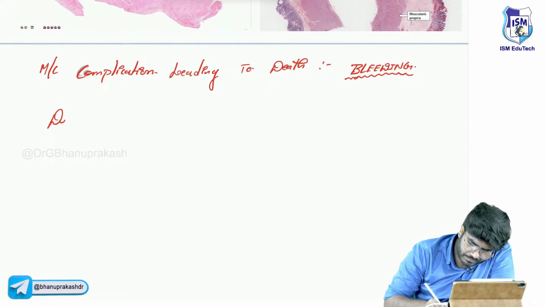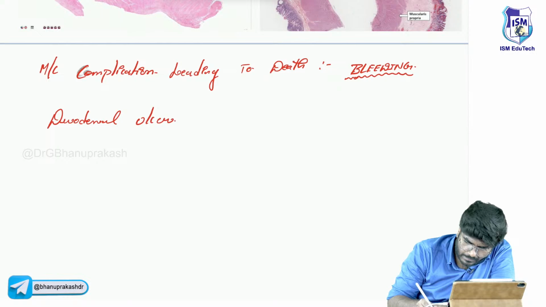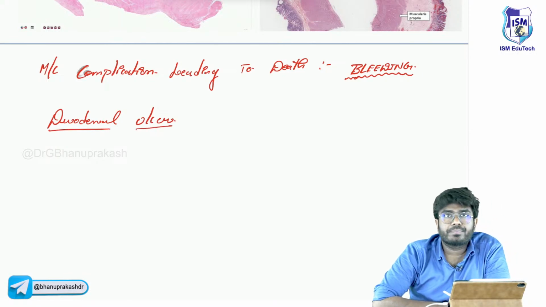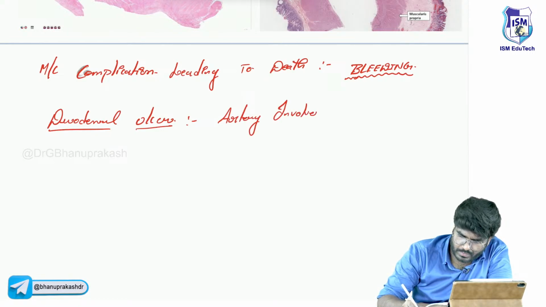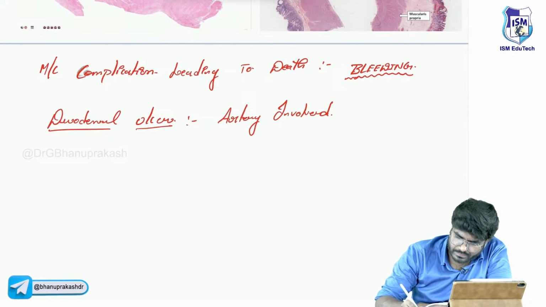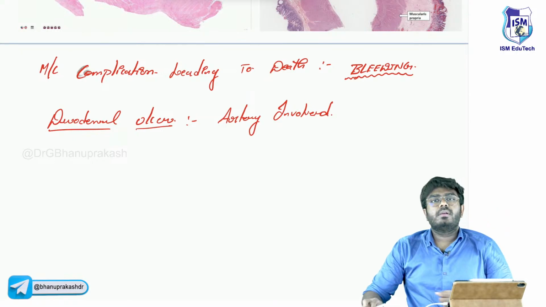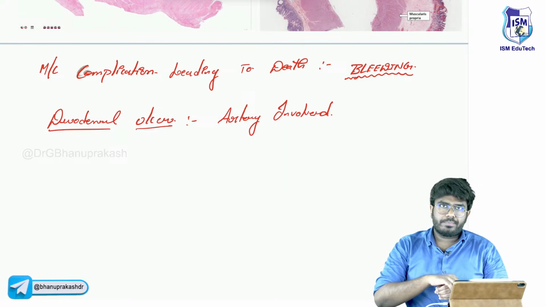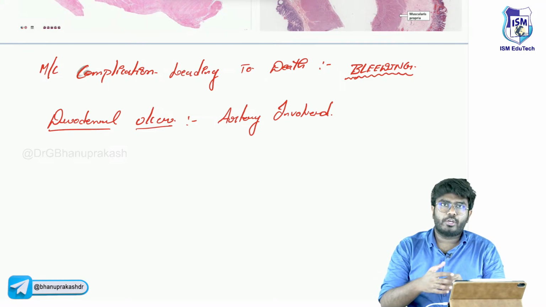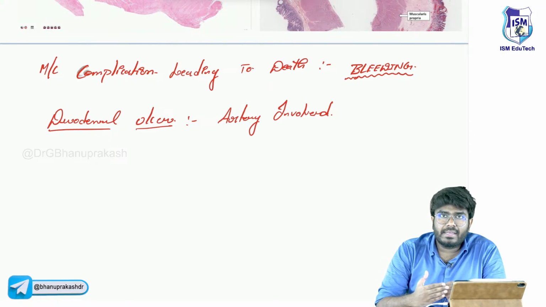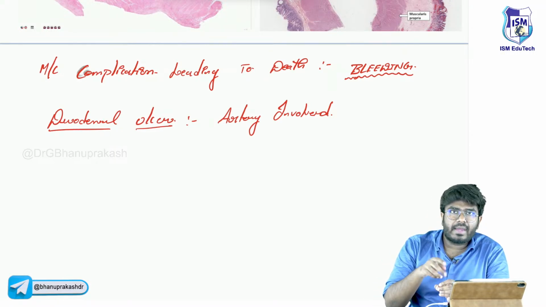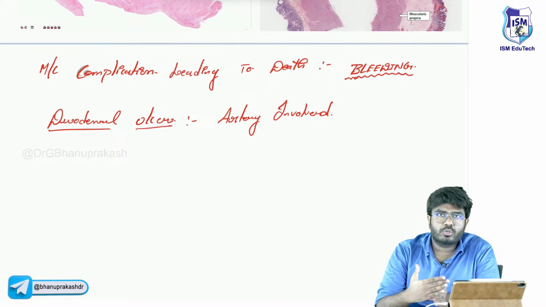Now the duodenal ulcer: if it is bleeding, what is the artery involved? See, imagine this is the proximal duodenum, the first part of the duodenum. Most of the time the ulcers are going to be seen on the anterior wall. Anterior wall ulcers are most common.